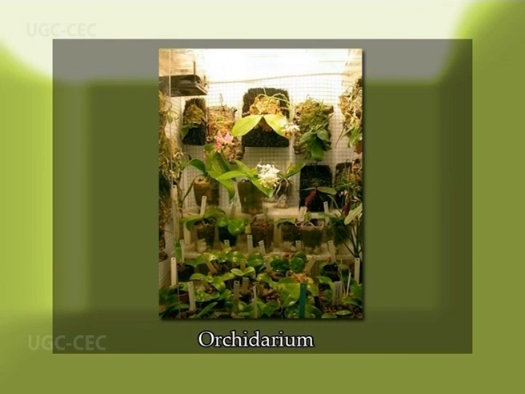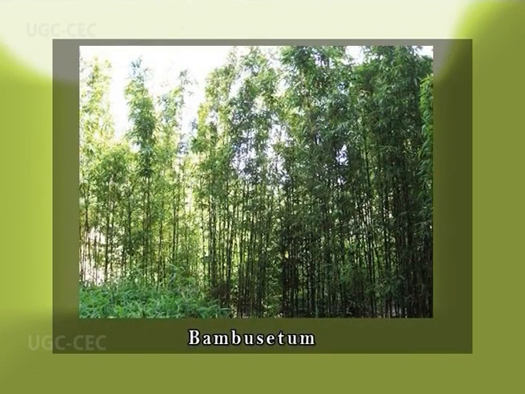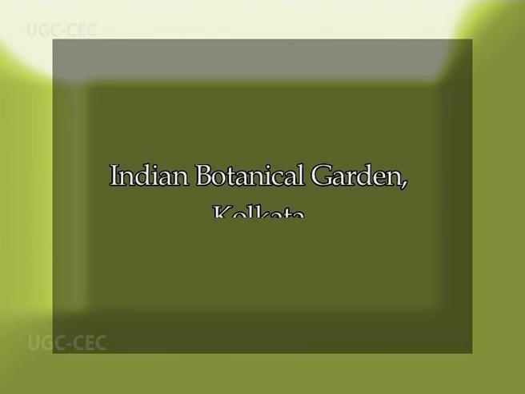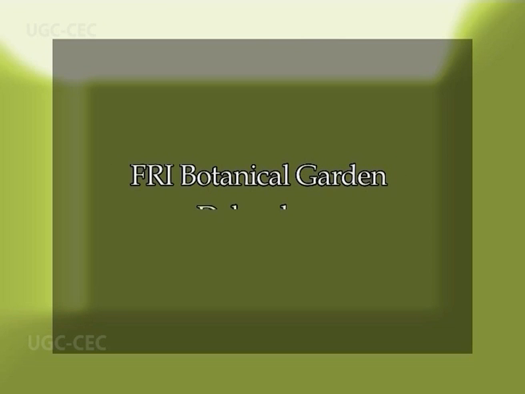Number 2, orchidarium. It is a garden or its part where only orchids are grown. For example, National Orchidarium at Botanical Survey of India, Shillong. Number 3, bambusetum. It is a garden or its part where the main collection is of bamboos, as in the Indian Botanical Garden, Kolkata, and Forest Research Institute Botanical Garden, Dehradun.